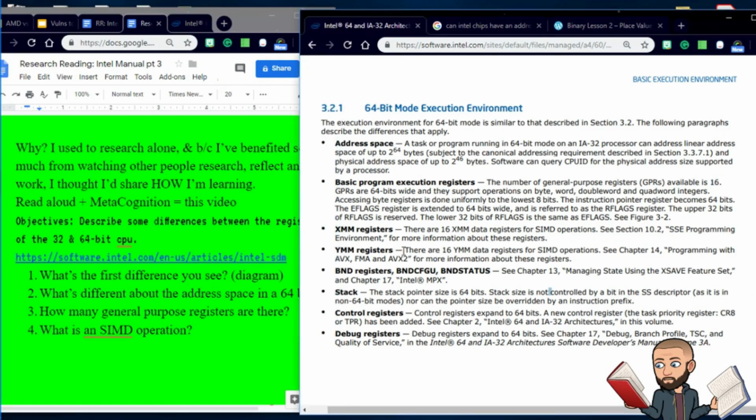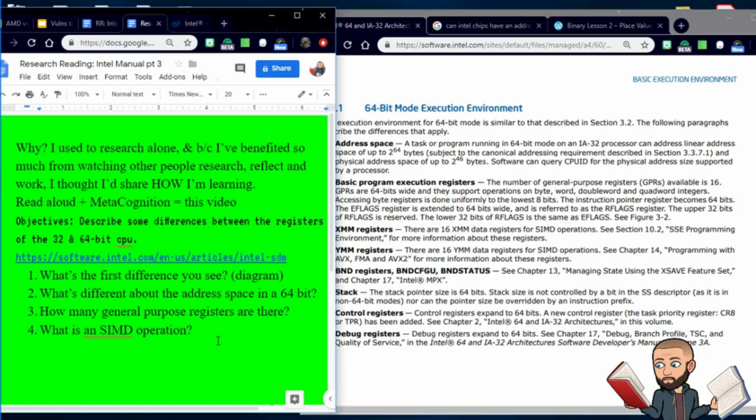YMM registers, it looks like this author almost copy and pasted the exact sentence here, and they only had to change the Y and X. But more information on this is in chapter 14. To keep it rolling, BND registers, BNDCFGU, BND status. Doesn't tell us anything about the difference here, just to see chapter 13, managing state using the XSAVE feature set. Well, that sounds cool enough to ask a question. What is the XSAVE feature set?